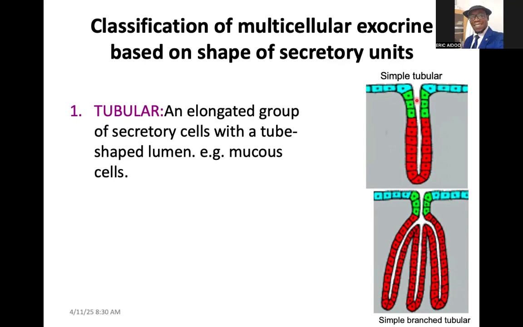When the duct is just one, we say it is simple. As we go along, you see that sometimes the duct will also branch or divide. So in this case, the duct is not branching, it's still single. So we call it a simple type of multicellular exocrine gland. So this is simple tubular. This is also simple because the duct is not branching, but then the secretory portions are branched. We say simple branched tubular.